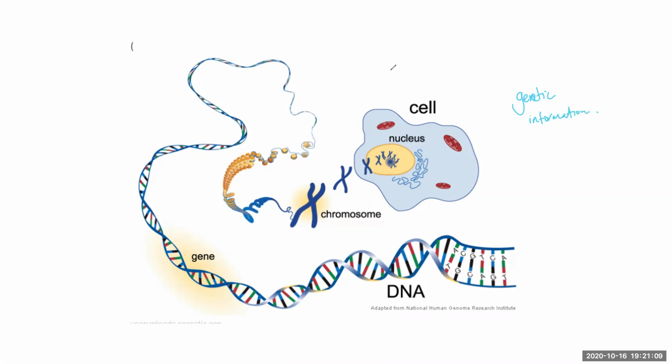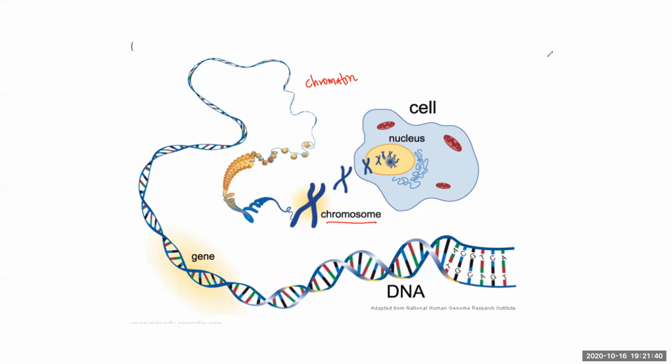Now, the genetic information can be in many forms. Sometimes it's in squiggly lines, sometimes it's arranged in nice structures like this. When it's in the form of squiggly lines like this, we call them chromatin. But when they're ready to do some work, they will all condense and form nice, beautiful structures called chromosomes.